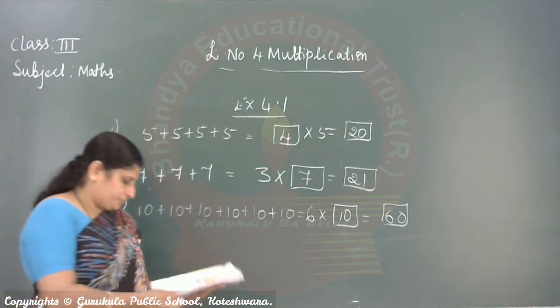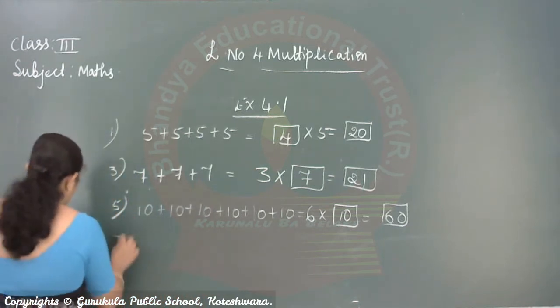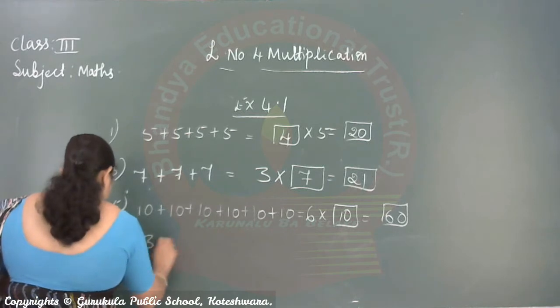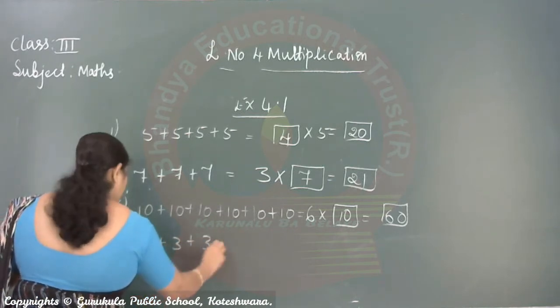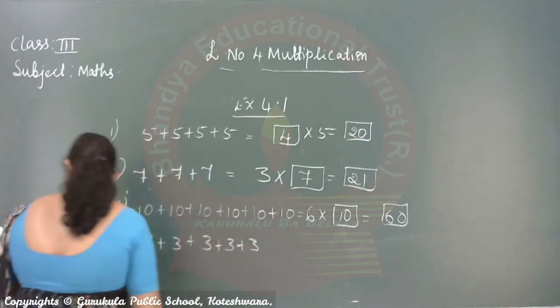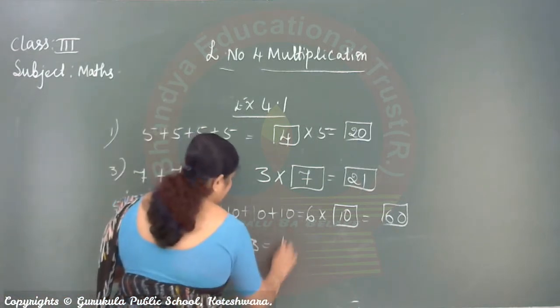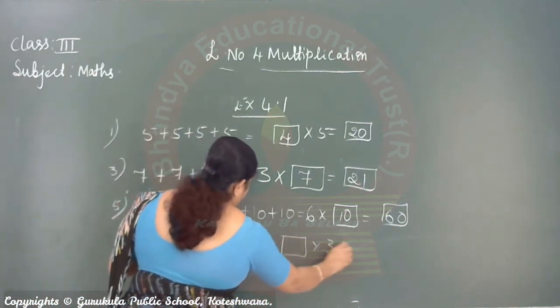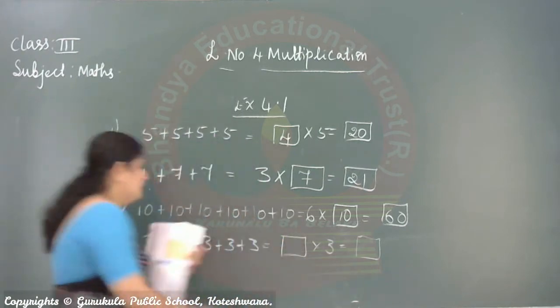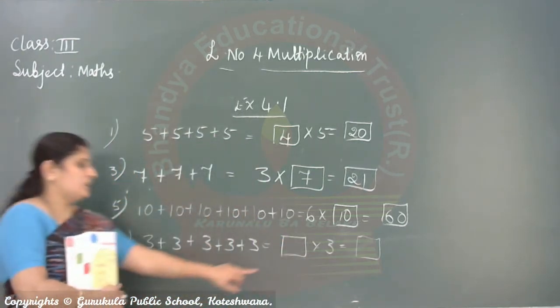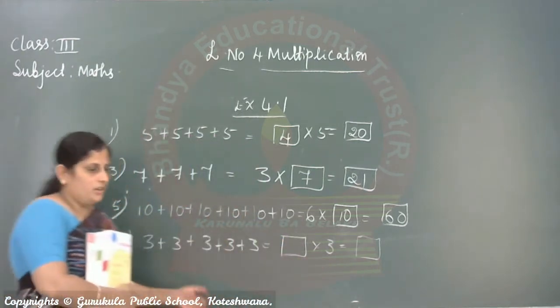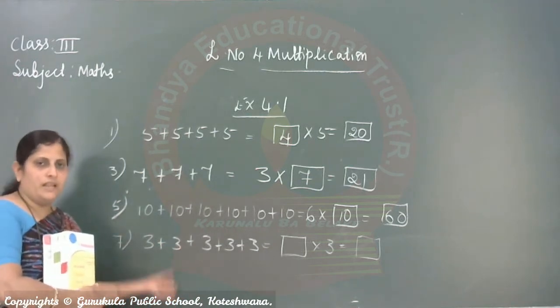Now next, last question, the 7th one. 3 plus 3 plus 3 plus 3 plus 3. Correct? So, here dash into 3 is equal to box. So, how many times is 3 given? 3 is given here already, no? Here, how many times 3 is given? That we have to write.